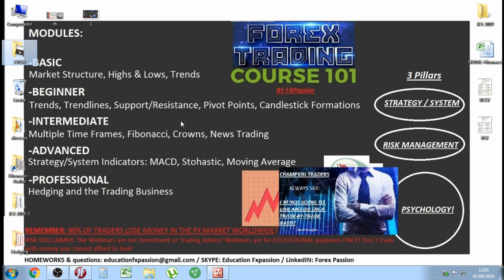And remember everybody, what we're trying to do is build the three pillars. Pillar number one is the strategy and or the system. Pillar number two is risk management. And the big one, the psychology. You need to understand psychology. And what do champion traders say? Say it with me. Champion traders say, I am not going to live and die on a trade by trade basis. And of course, this is a quote from Mark Douglas.